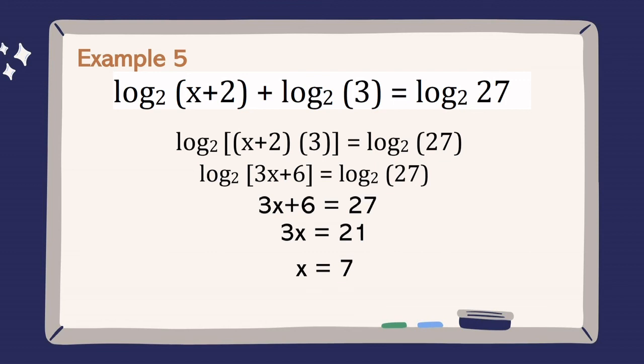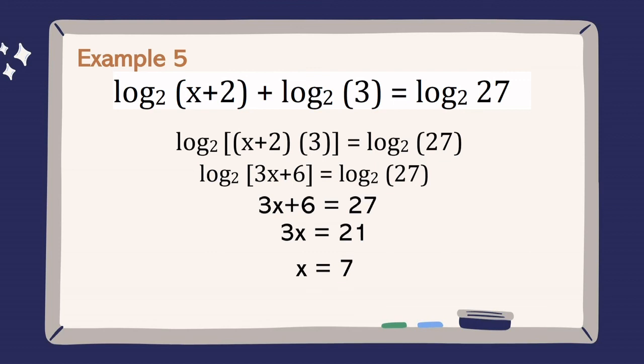For our last example, we will solve logarithm of x plus 2 to the base of 2 plus logarithm of 3 to the base of 2 equals logarithm of 27 to the base of 2. Since we want to transform the left side into a single logarithmic expression, we should use the product rule in reverse to condense it. Firstly, let us apply this product rule, so it becomes logarithm of x plus 2 times 3 to the base of 2 equals logarithm of 27 to the base of 2.